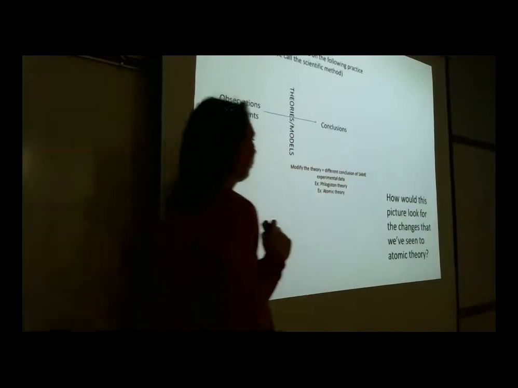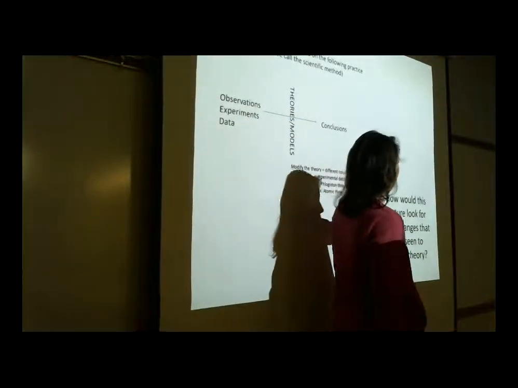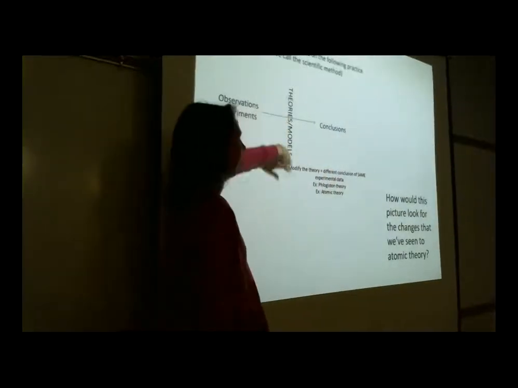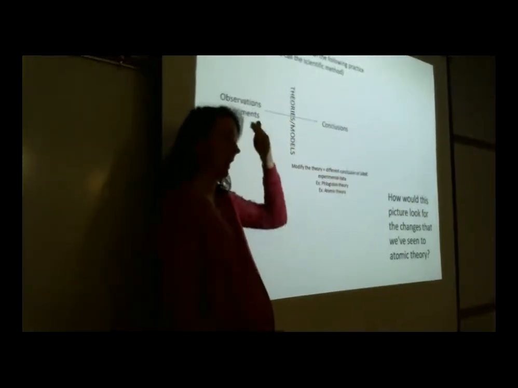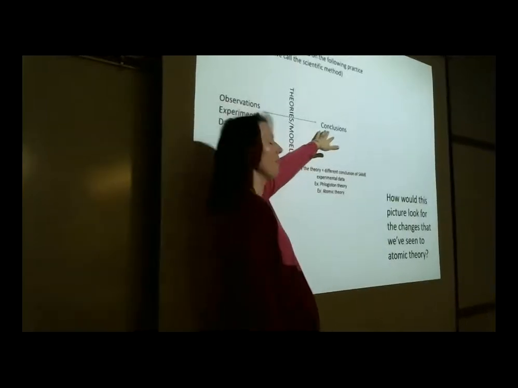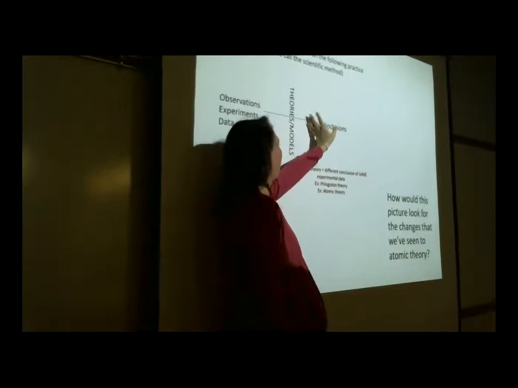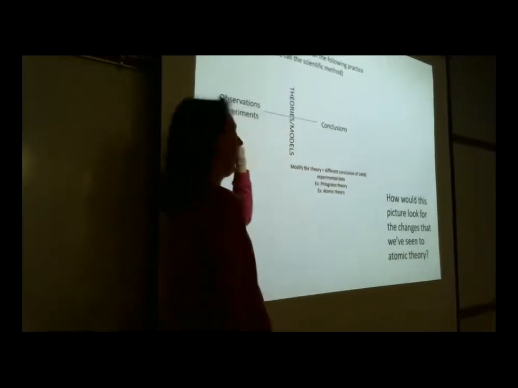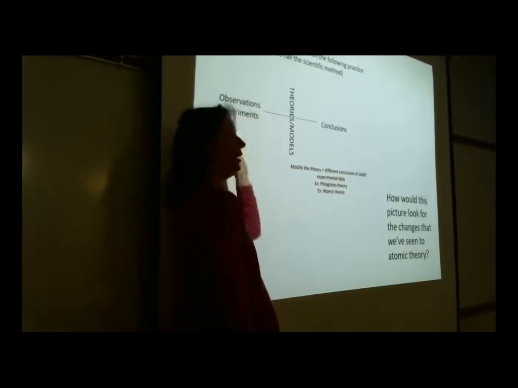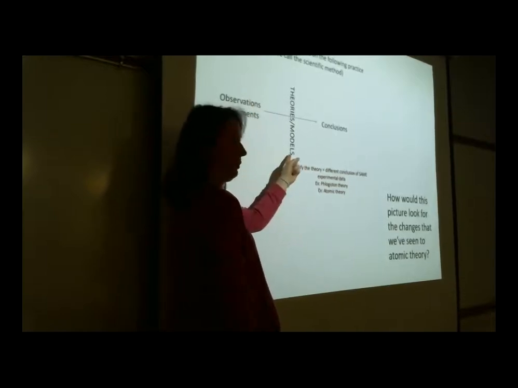And so for the changes we've seen to atomic theory, what would this picture look like? We first had Thomson's model as the lens we were looking through, like the glasses, right? That was the lens that we were looking through to come up with a model of the atom. And that model was used to explain data. And then that model wasn't quite working to explain data anymore, right? That's why testing was done for Rutherford's model, right?